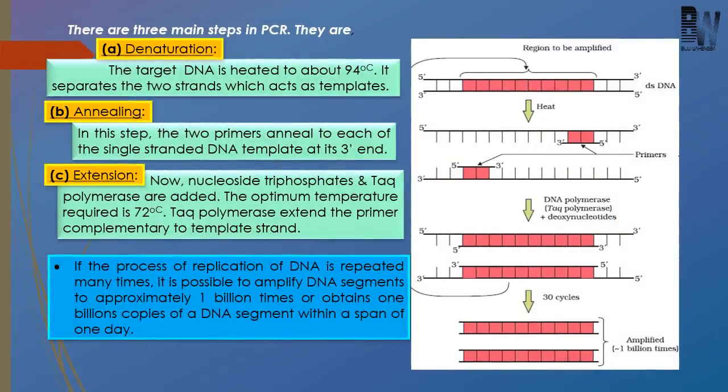The PCR takes place in three main steps. The first step is denaturation, the second step is annealing, and the third step is extension. And here, in the first step, there is denaturation.